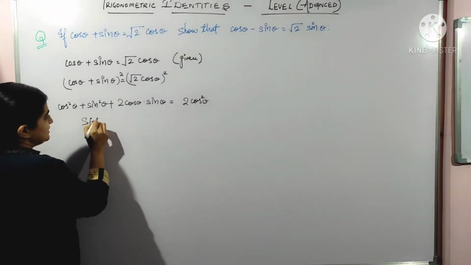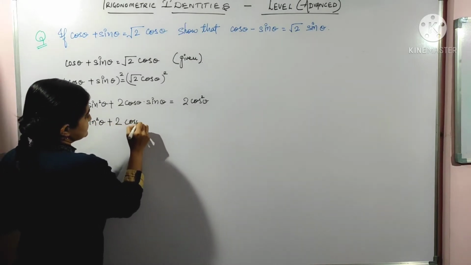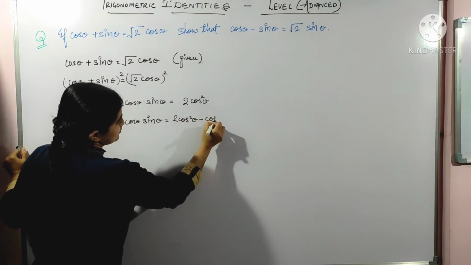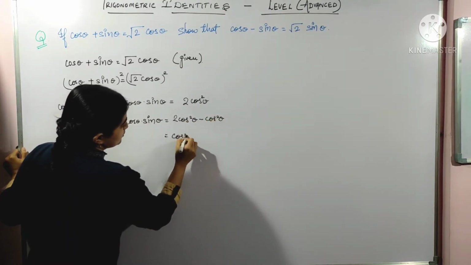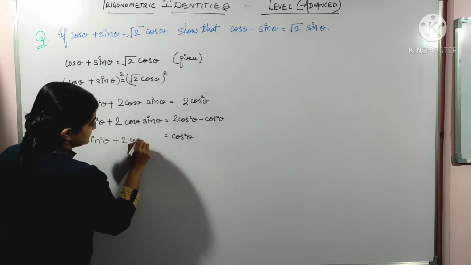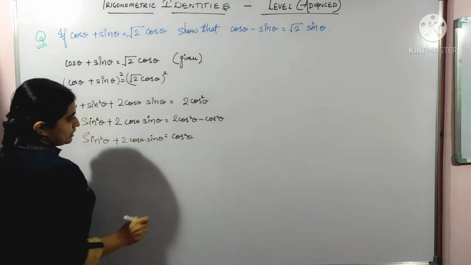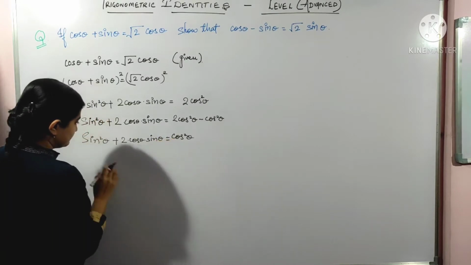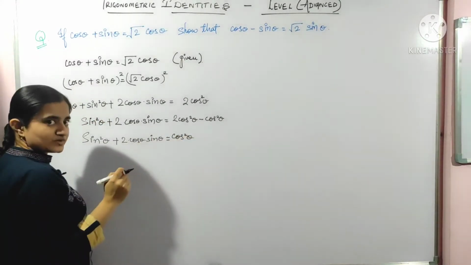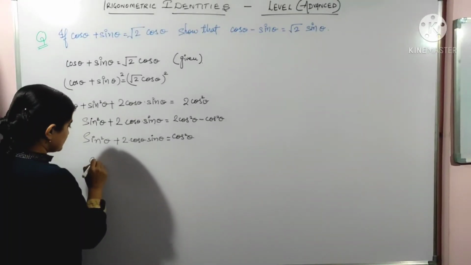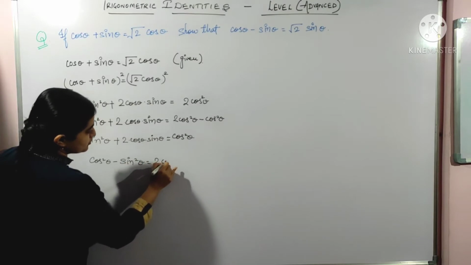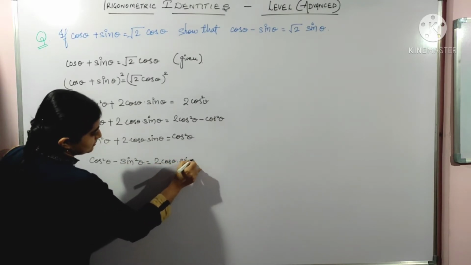So sine square theta plus 2 cos theta sine theta equals 2 cos square theta minus cos square theta. So we will get 1 cos square theta here, and here we will get sine square theta plus 2 cos theta sine theta. Now what we will do, we will shift this to that side. Okay, so cos square theta minus sine square theta will be equal to 2 cos theta sine theta.